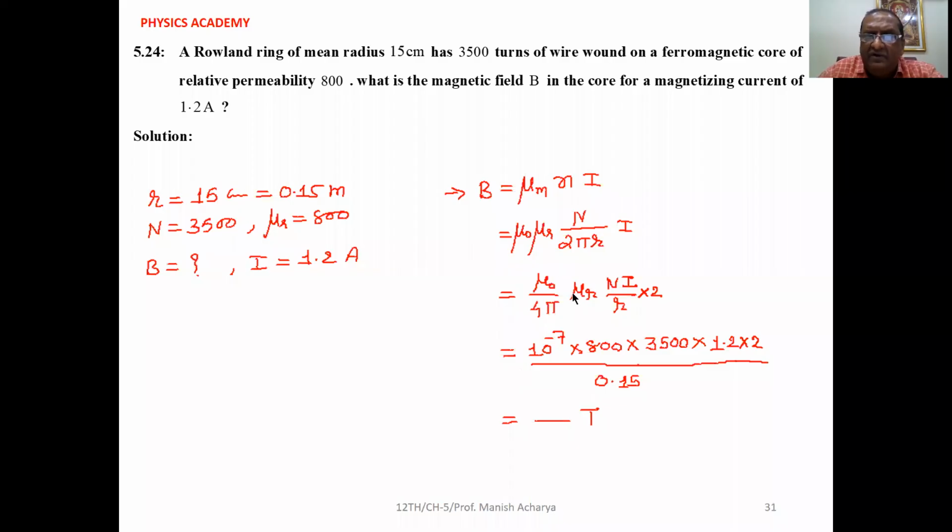Now substitute the values. Mu 0 upon 4 pi, that is 10 raised to minus 7. Mu r, that is 800. N, that is 3500. I, that is 1.2. 2 as it is, upon r, that is 0.15. Now solve this one. You will get the magnetic field in the Rowland ring, or we can say inside the toroid. Clear?